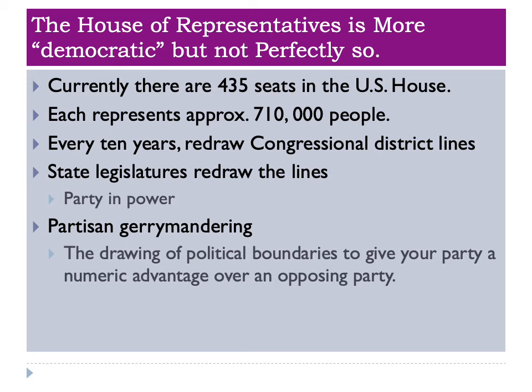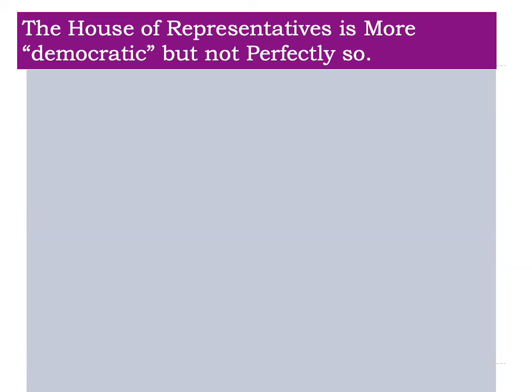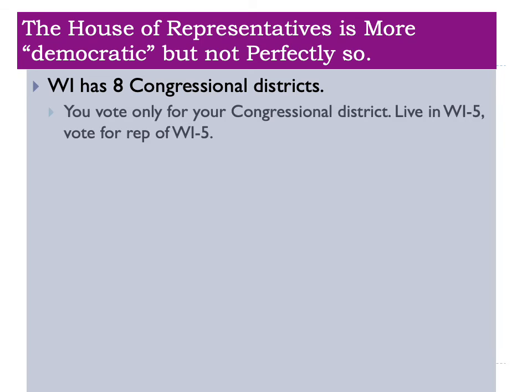And so even though the districts are apportioned, the lines can be redrawn in a way to favor one party over another, thus taking us farther away from the true will of the people within that state. So let's take a look at Wisconsin. Wisconsin has 8 congressional districts, and our congressional districts are drawn by the state legislature, so they can be tampered with in terms of gerrymandering.